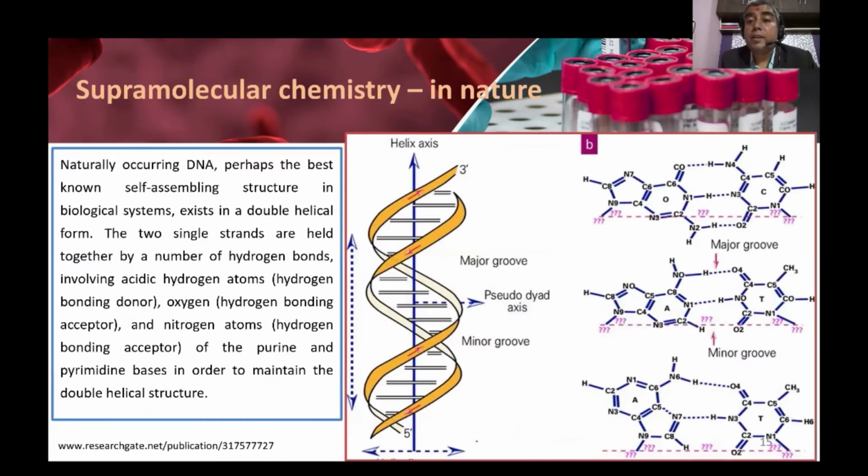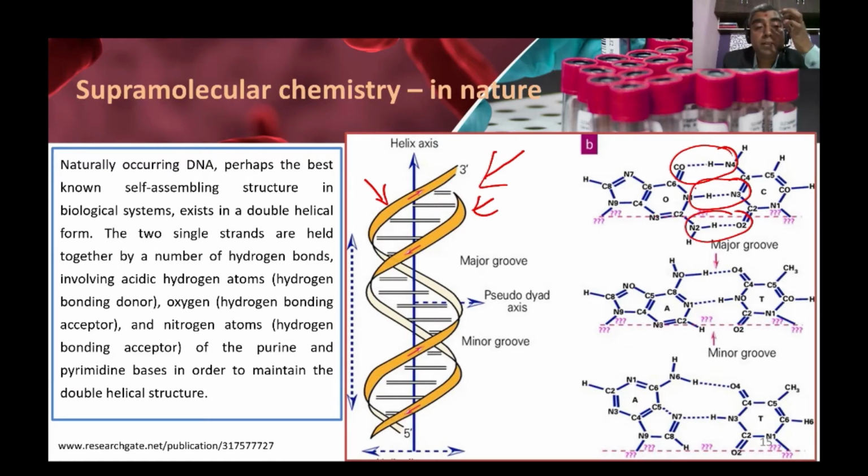Supramolecular chemistry in nature: we know this word DNA, naturally occurring DNA. This is a DNA helix, perhaps the best known self-assembling structure in biological systems. It exists in a double helical form. See, this is a single helix, this is another single helix, they combine together by this type of hydrogen bonding.